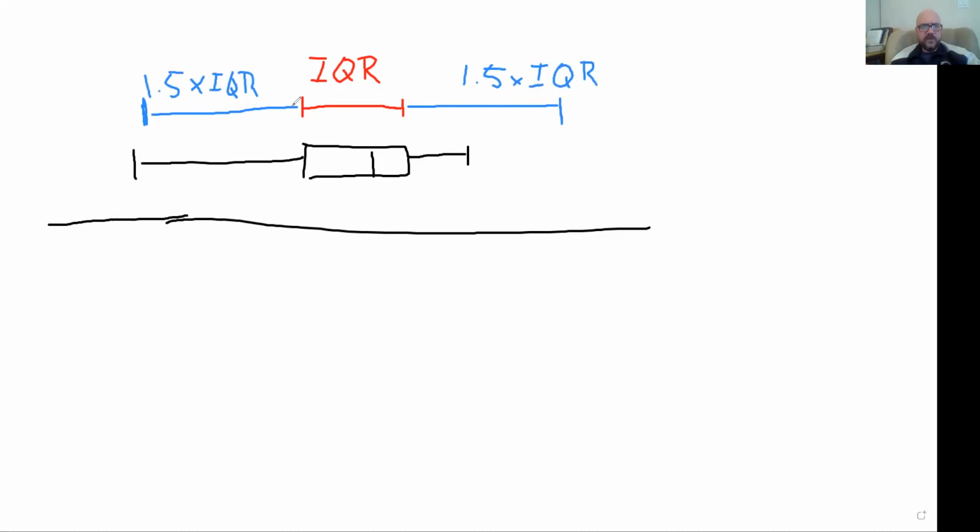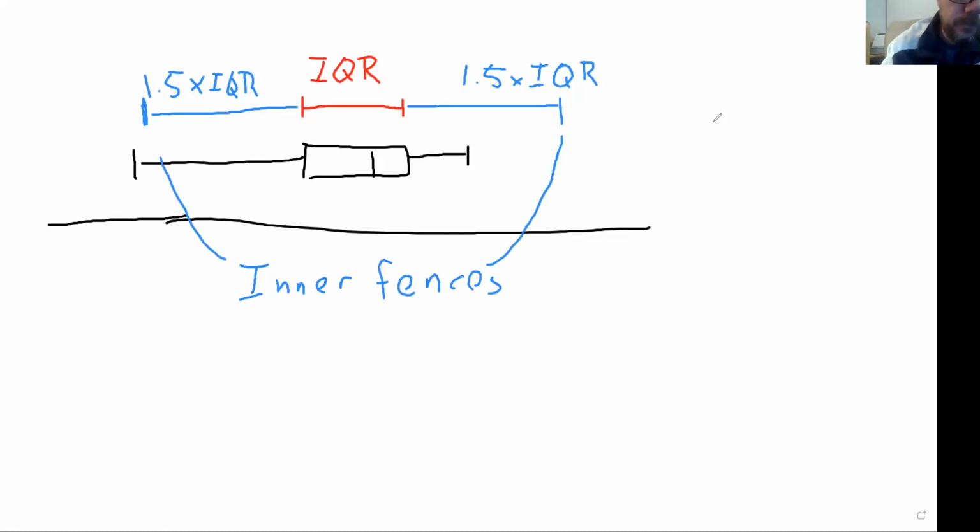Okay, so I've got 1.5 times the IQR below Q1 and 1.5 times the IQR above Q3. And so those things right there, these are the inner fences. There's also outer fences for 3 times IQR, but we're not going to use those. Right, so those guys are called the inner fences. And anything that is outside of that range is considered an outlier. That's our mathematical definition of outlier.